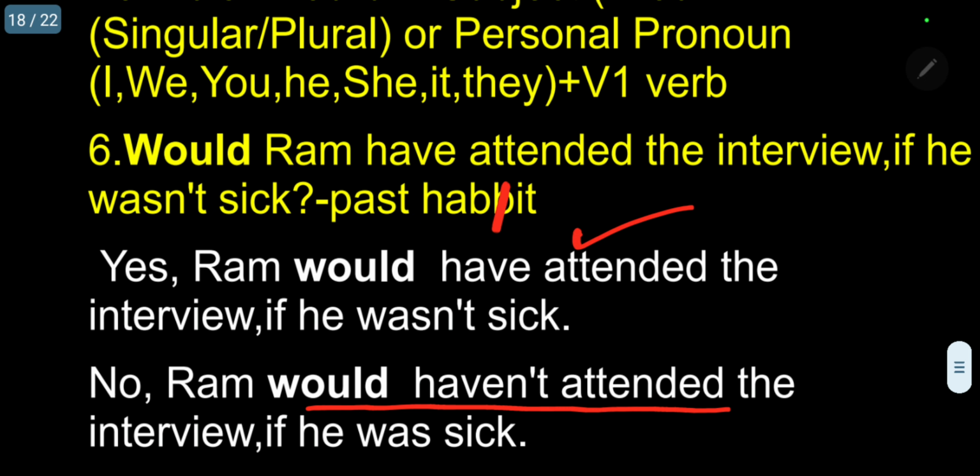So two possibility. Question is, would Ram have attended the interview if he was not sick?